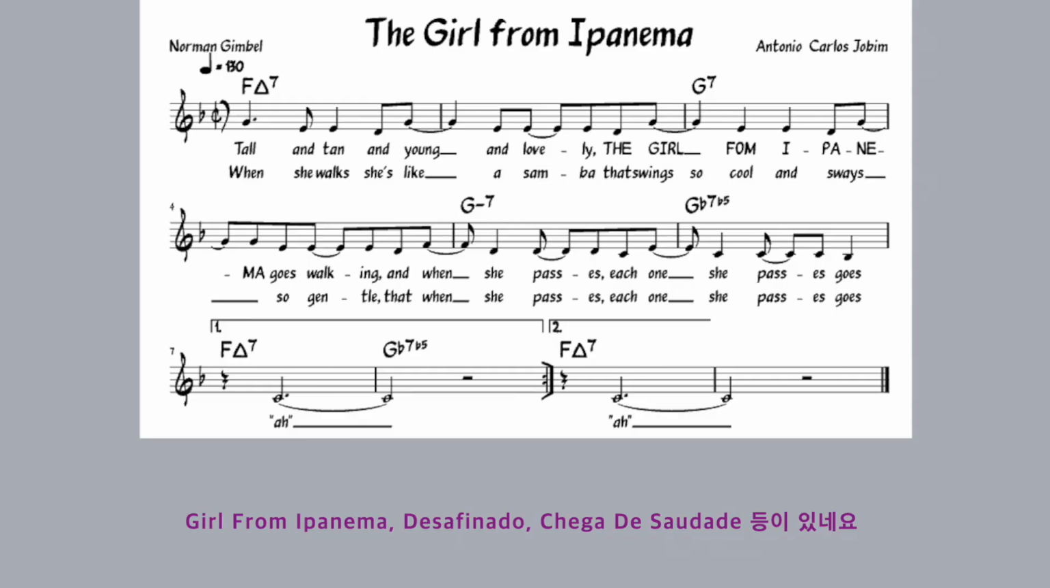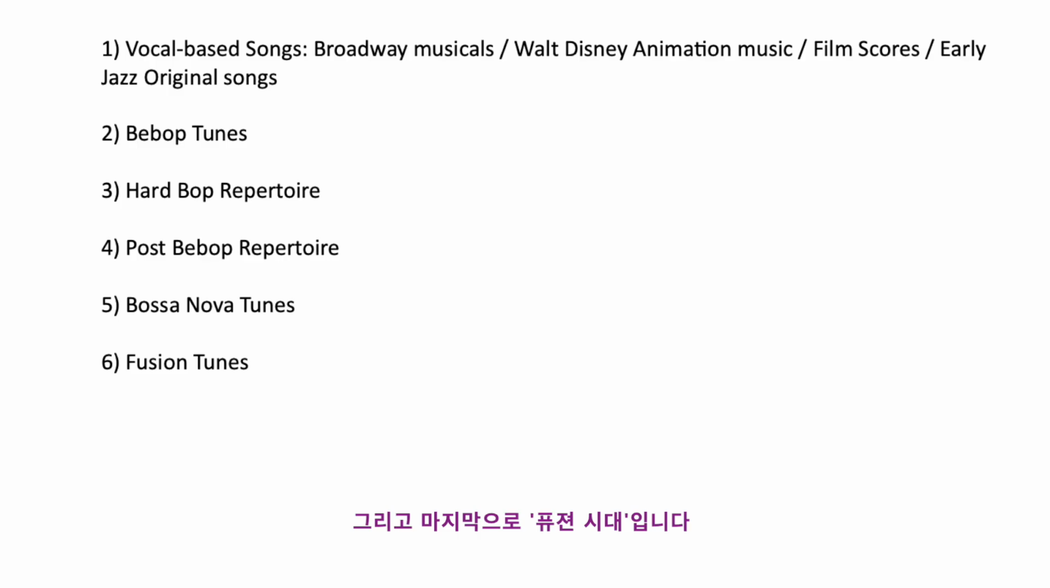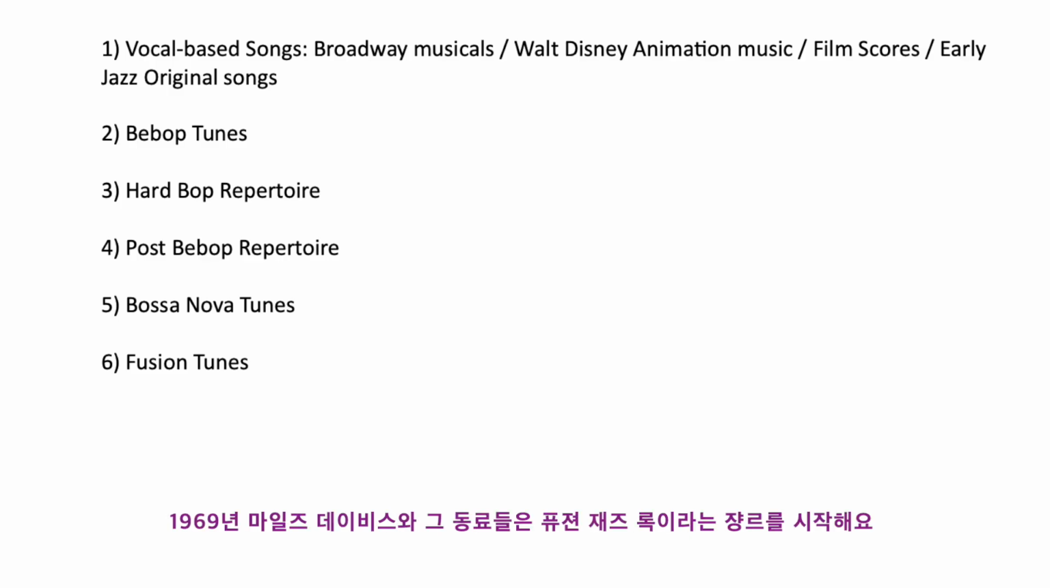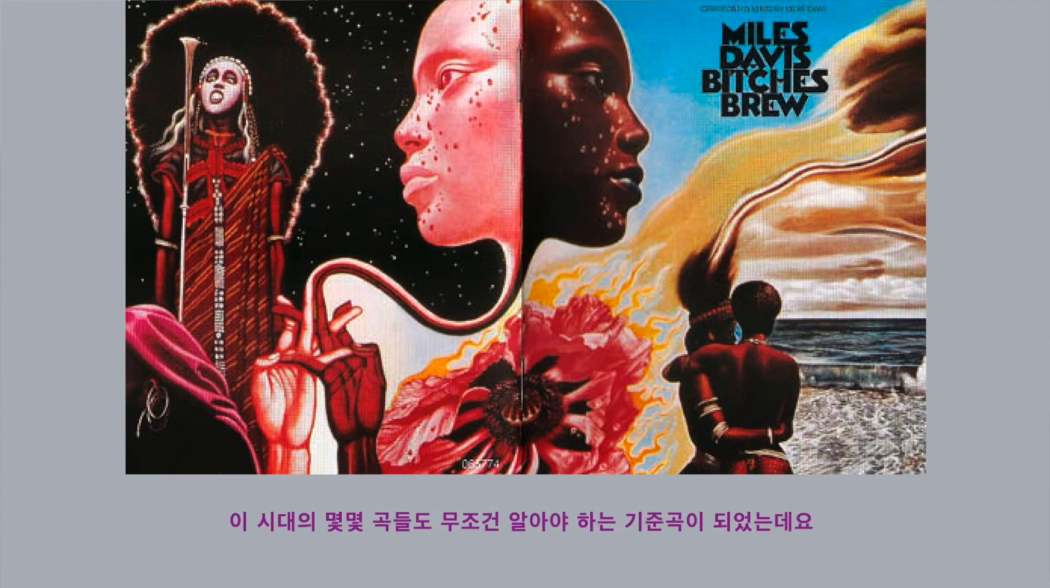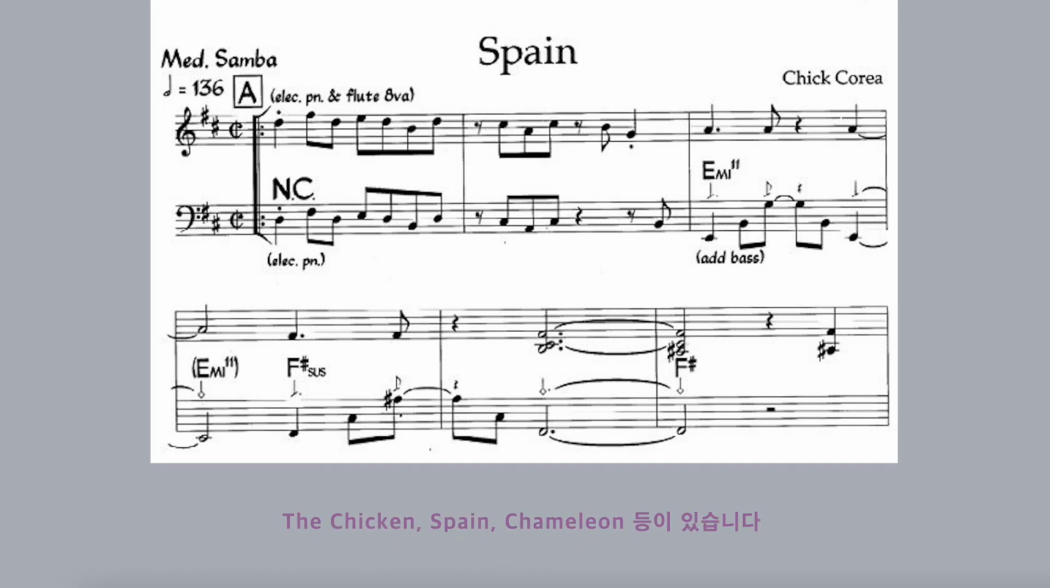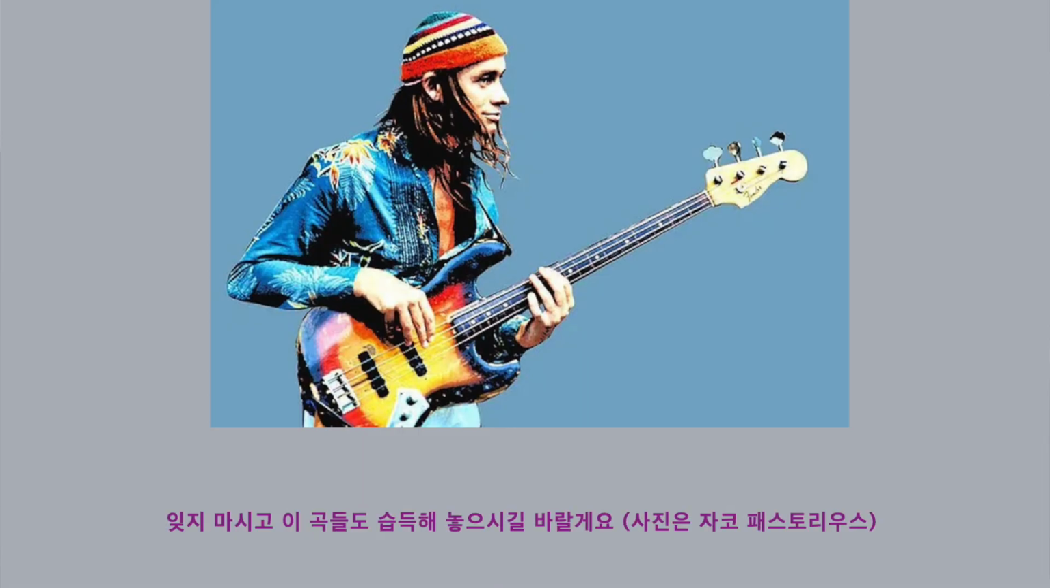And finally, we have the fusion era. In 1969, Miles Davis and his collaborators started developing fusion and jazz rock. A few tunes from this period have become standard repertoire: Chicken, Spain, Chameleon, and others. Make sure these songs are part of your vocabulary as well.